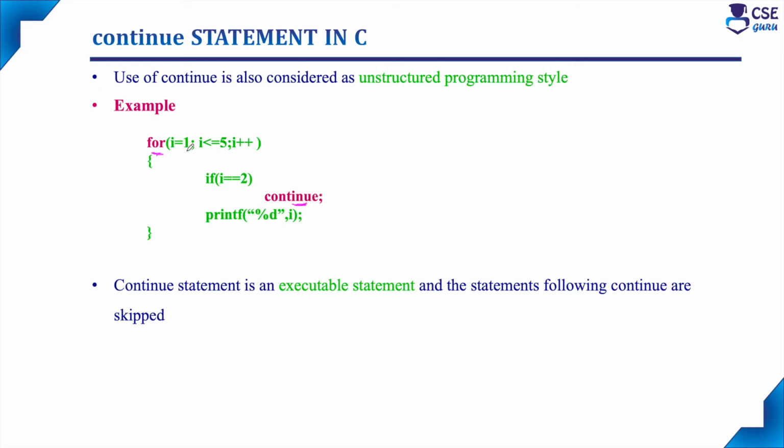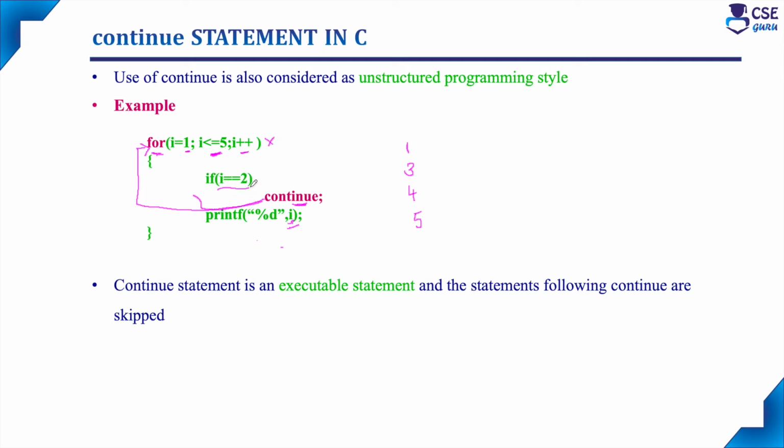Here, when the I value is equal to 1, it will check the condition and print the I value, so 1 will be printed. In the next iteration, I gets incremented to 2. It will check whether I value is equal to 2. It will continue. Continue means control will be transferred to the next iteration of the loop. It won't allow the printf statement to execute. In the next iteration, I value is equal to 3, so it will print the I value. Next, I value is equal to 4, it will print, and 5, it will print. When I is 6, the loop condition fails and the loop will terminate.